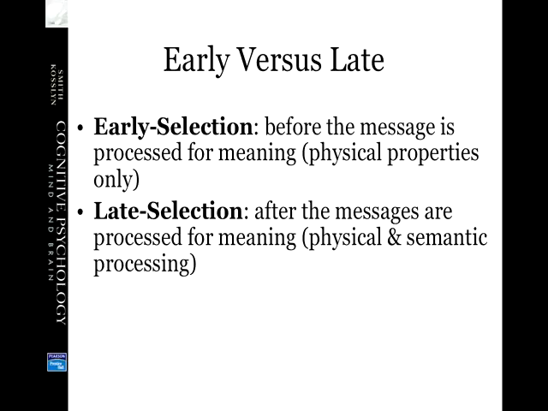A late selection theory argues that the messages are processed for meaning, so you know what's being said at the table next to you, but you're filtering it out anyway. So you still get the semantics, what's going on in the situation.